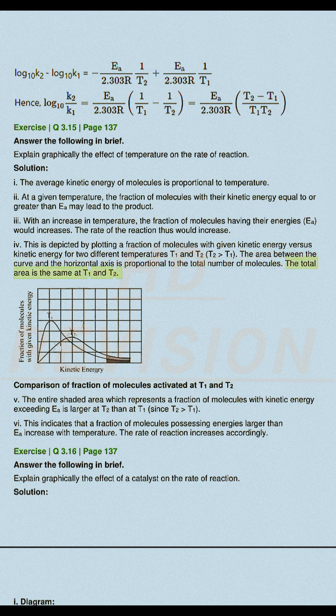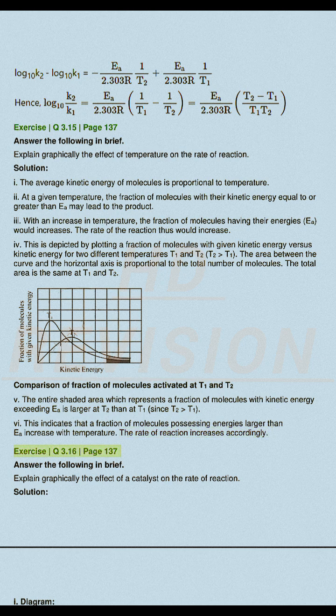The total area is the same at T1 and T2. Comparison of fraction of molecules activated at T1 and T2. The entire shaded area, which represents the fraction of molecules with kinetic energy exceeding Ea, is larger at T2 than at T1, since T2 is greater than T1. This indicates that the fraction of molecules possessing energies larger than Ea increases with temperature. The rate of reaction increases accordingly.